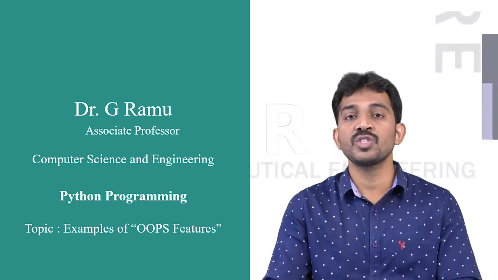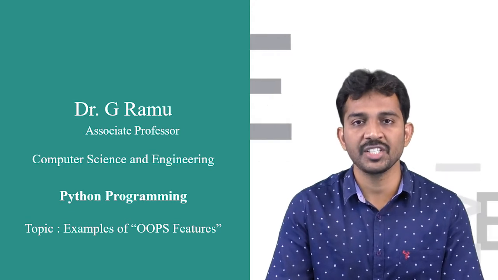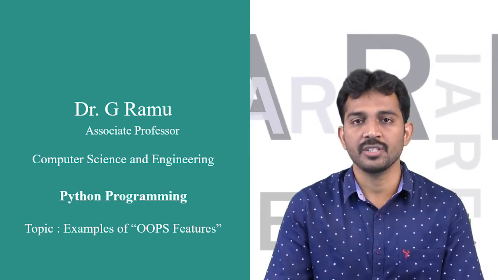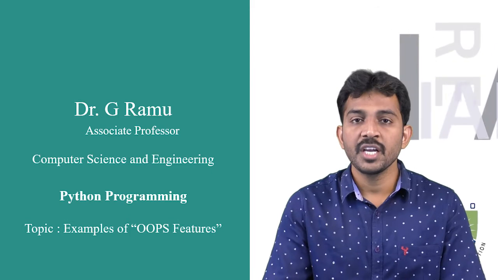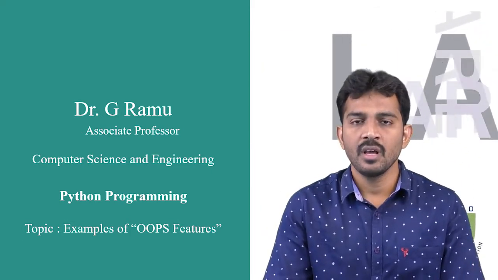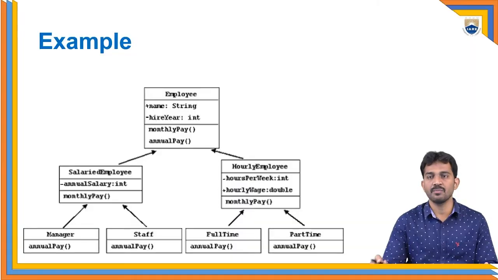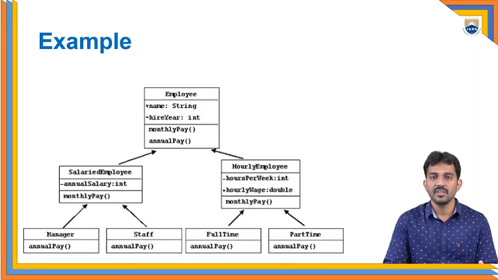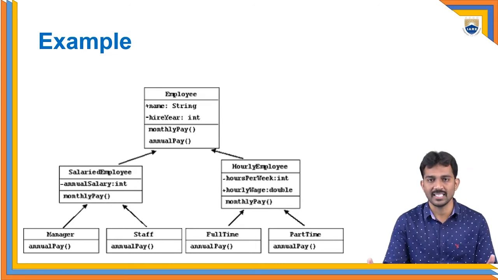In the last class, we saw object-oriented features like abstraction, inheritance, encapsulation, and polymorphism. Right? And today, we are going to apply all the features in a given example. First, let us see what the example is. This is the example for the object-oriented design class diagram. If you observe here, Employee is a class, the base class for all the classes.